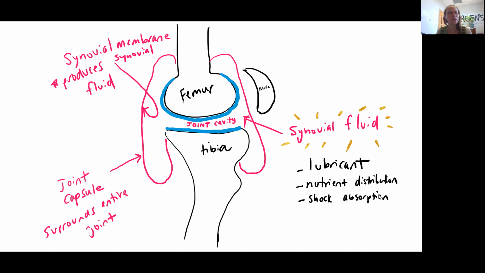It's also important in nutrient distribution. You don't have blood vessels penetrating in this joint capsule because you would bend and break those capillaries, so that would be really bad. So instead, we're going to put nutrients and oxygen into the synovial fluid, and waste material will diffuse away from the living cells into the synovial fluid, and then it'll make its way back into circulation and be recycled by the body in that way. And then this fluid is also important in shock absorption.